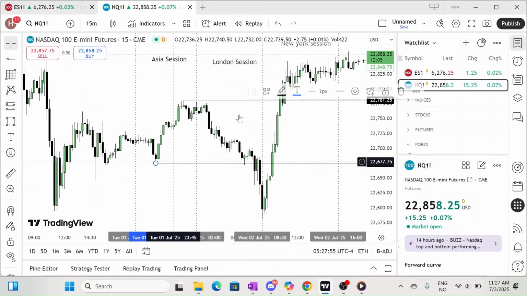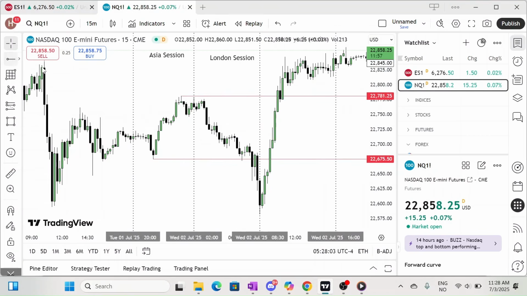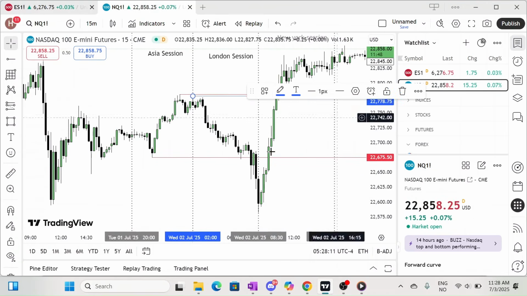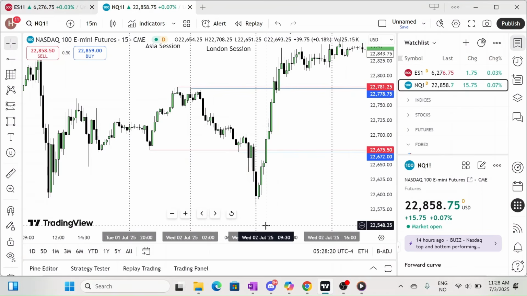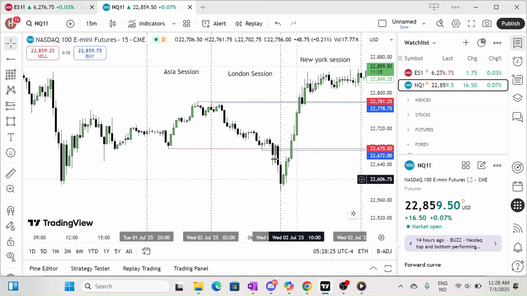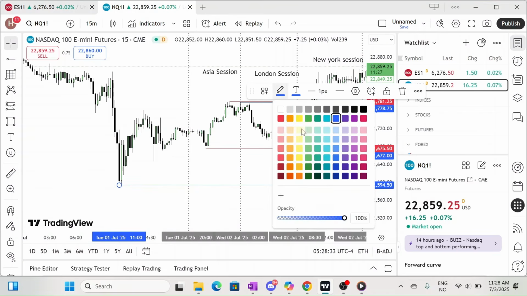This is just how I mark it out, just like this. Boom. Then we mark out the London highs. So this will be a London high right at the start of London session, and the London low will be this technically. So what we can see right here is, we go ahead and we mark out some key highs and lows first.